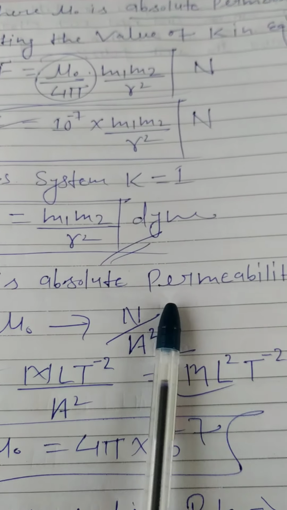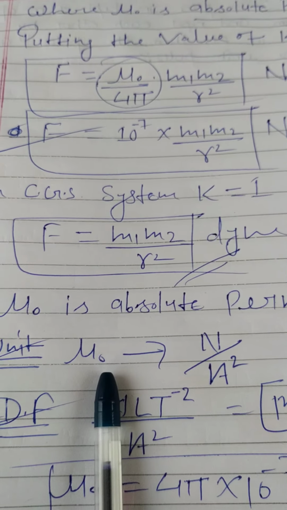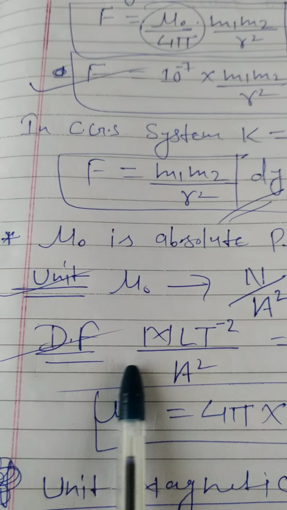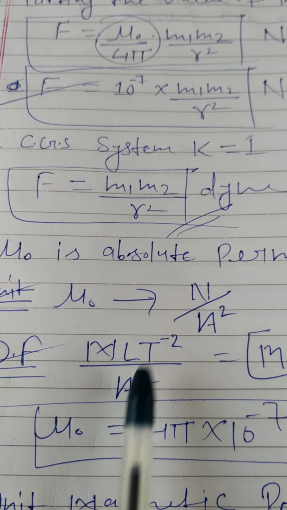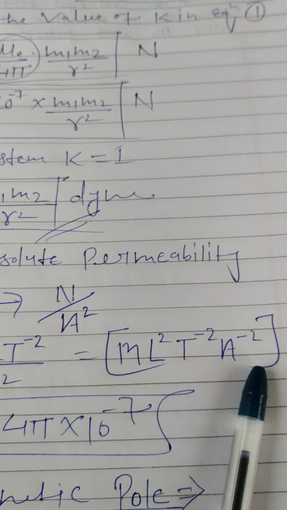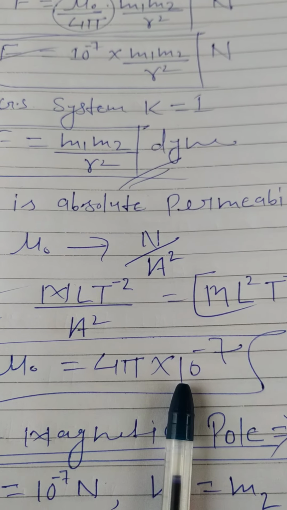Mu naught is the absolute permeability. The SI unit of mu naught is Newton per ampere square. Newton has dimensional formula M L T minus 2, and ampere square means A square, so the dimensional formula is M L T minus 2 A minus 2. Mu naught equals 4 pi into 10 to the power of minus 7.